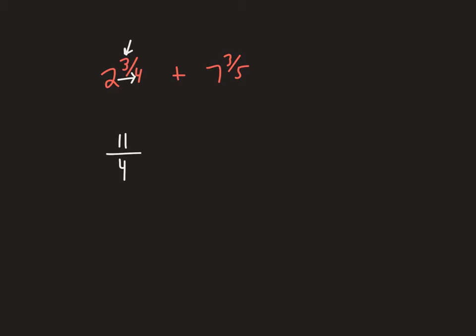Okay, 2 3/4 is the same as 11/4. All right, and then we just need to do the same process with the 7 3/5. So again, the trick is take the whole number 7 times the denominator. I'm trying to figure out the numerator here. So 7 times 5 is 35, and then we have 3 more right there. So 35 plus 3 is 38.